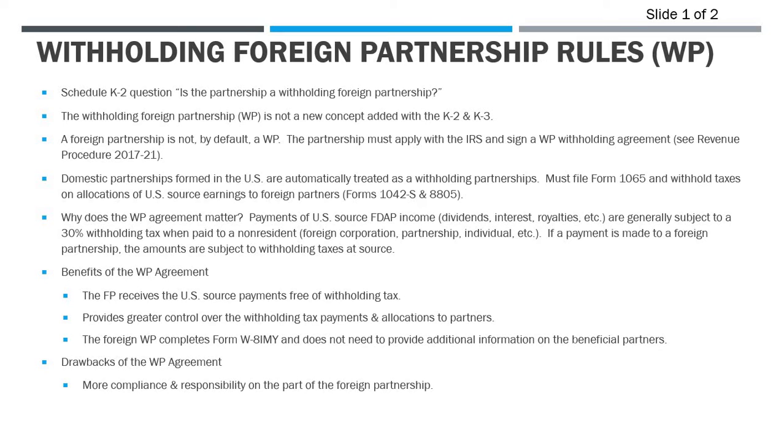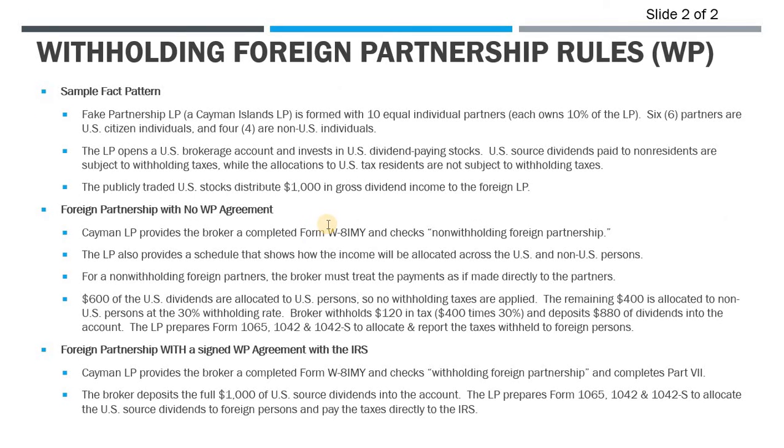So if we look at some examples here, and hopefully this will make it a bit clearer as to how this is working. So here's our fact pattern, and then we'll look at the impact with a foreign partnership that has no withholding partnership agreement, and then we'll look at a foreign partnership that did sign a withholding partnership agreement with the IRS, okay?